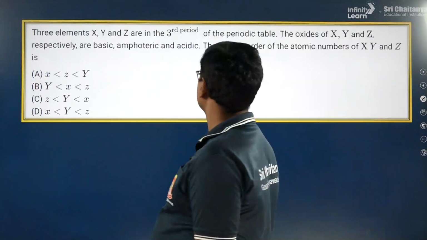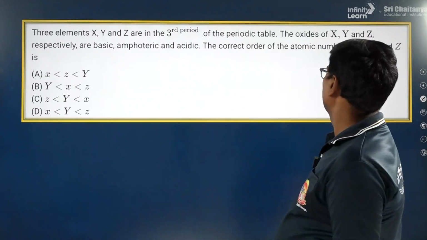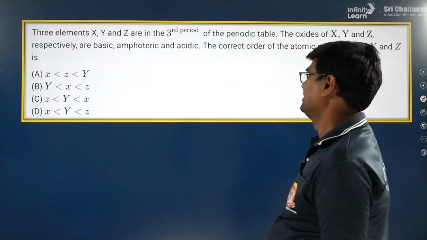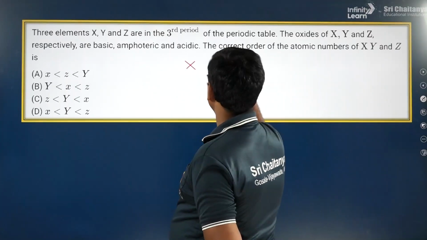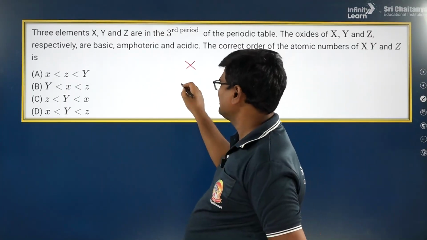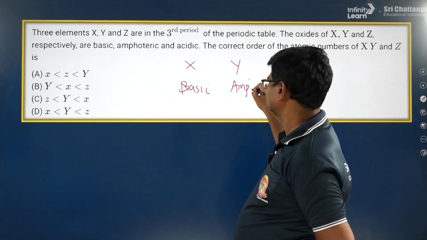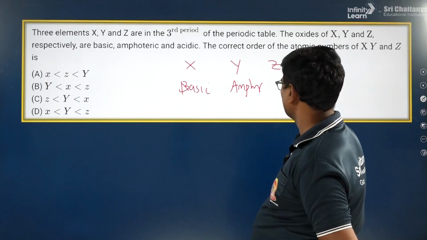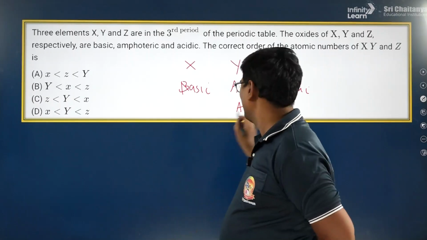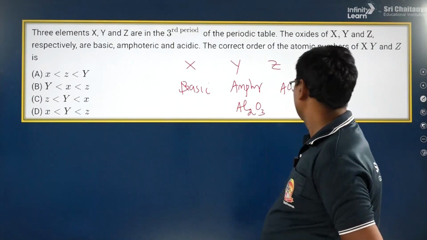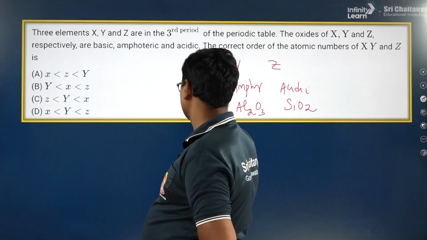Let's go for next. Again a similar type of problem. Three elements X, Y, Z are in the third period of the periodic table. The oxides of X, Y, Z respectively: so this is X, this is Y, and this is Z. The first one is a basic oxide, the next one is an amphoteric oxide and the next one is an acidic oxide. Can you guess these elements? Amphoteric means you should get aluminium. So the oxide is Al2O3, then acidic is silicon dioxide, and then basic is magnesium oxide. You can easily guess it.